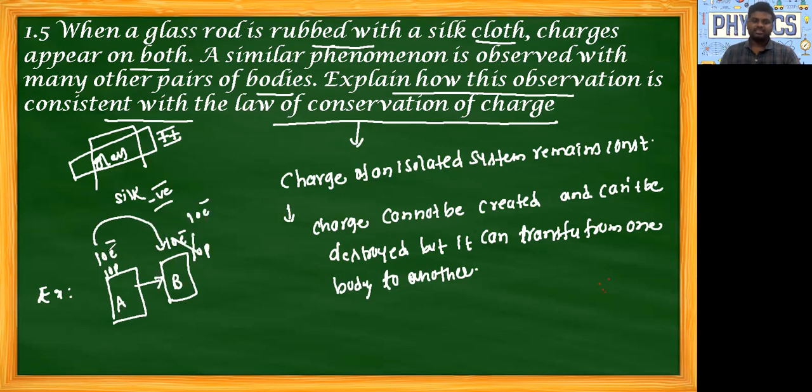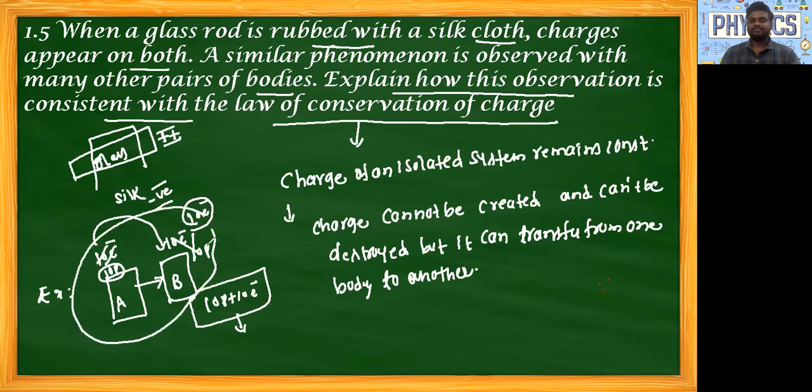Here, 10 electrons are given to this B body, leaving 10 protons here, and here 10 protons plus 10 electrons. What does it mean? Again, it will be neutral. It means the charge is constant in this isolated system, so it obeys the law of conservation of charge. Clear? Simple. Law of conservation of charge means charge remains constant. It cannot be created and it cannot be destroyed, but will transfer from one body to another.